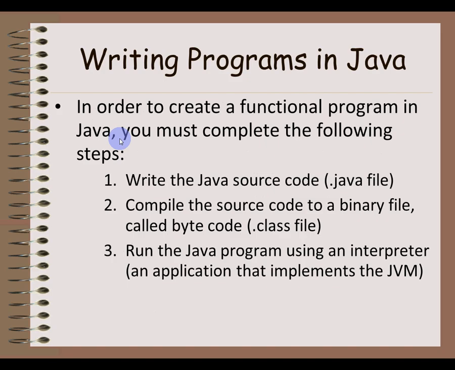So in order to create a functional program in Java, you have to do the following steps. First, you have to write the code in a Java file, a .java file. This is called the source code. Once it's been compiled, it becomes a binary file or bytecode stored as a .class file. This .class file is the one that you'll run, and it can be run using the JVM.